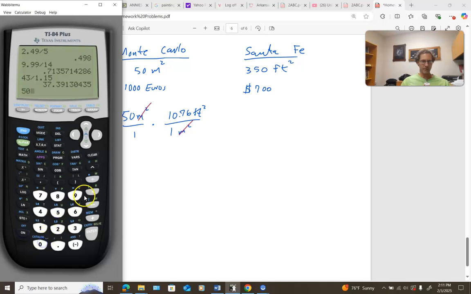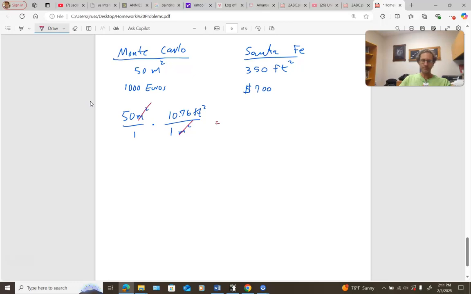So I'll say 50 times 10.76. This is going to give me 538 square feet. So that's the size of the apartment in Monte Carlo in square feet. So you can see it's actually bigger than the apartment in Santa Fe. Now we need to convert the cost in euros to dollars.